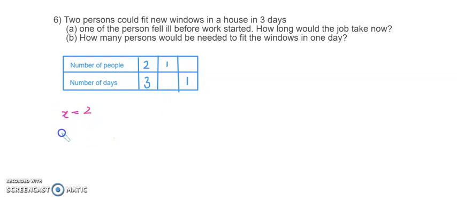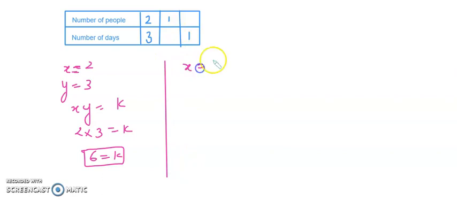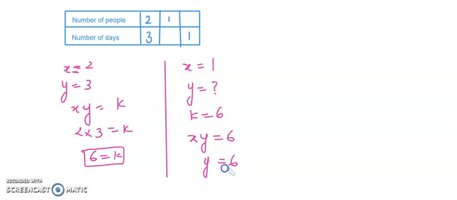So if x is equal to 2, y is equal to 3. If there are two people, they are taking 3 days to finish it. So xy is equal to k. So 2 into 3 is equal to k, right? That means k value is 6, correct? So now, first of all, if the number of persons is reduced by 1, what is your y? And k is 6. So xy is equal to 6. x is 1, so directly I'll say 1 into y is equal to 6, right? Because x is 1, the person will take 6 days to finish this work, right?